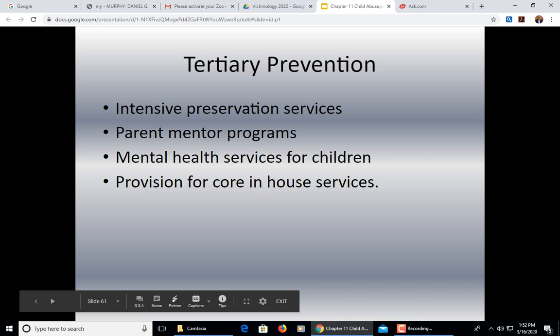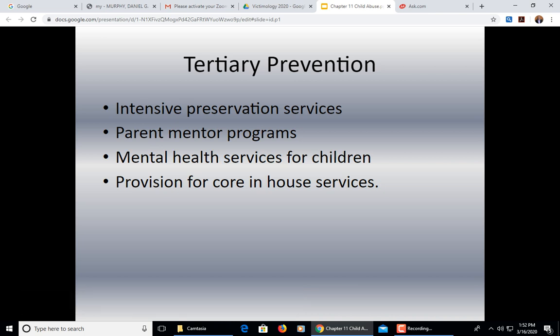And the last category here is for families who are really at risk: intensive preservation services, parental mentoring programs, mental health services for children, in-home care. But this last stage is for people who are at severe risk of victimization.